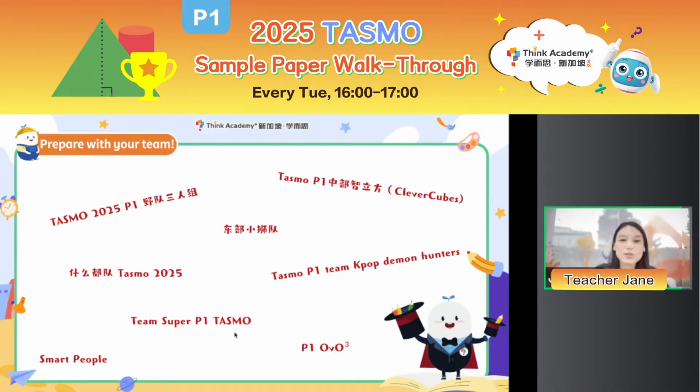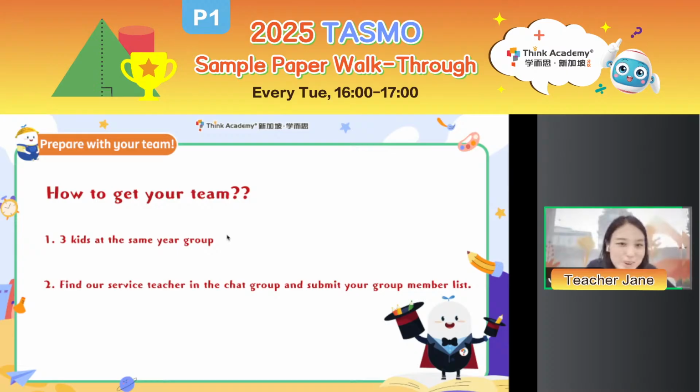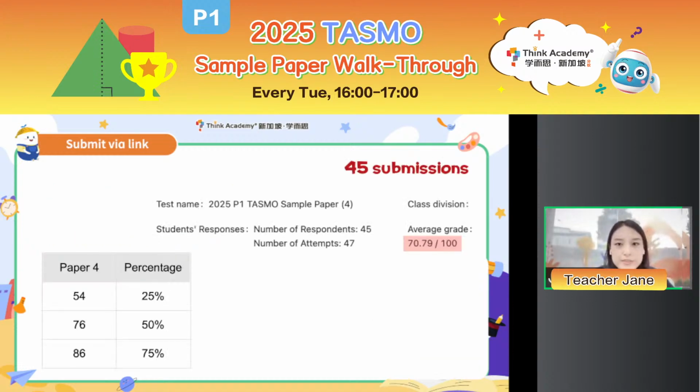So you can see here, Teacher Jane just listed some very creative team names, and if you are interested, you can also invite 2 of your friends to join our team PK game. Okay, so everyone, then someone may ask, "Oh, Teacher Jane, I'm so excited. How can I get my team?" You can just find 3 kids in the same year group. For example, you, your friend, and another friend, then the 3 of you can become a team. Then you can find our service teacher in the chat group and submit your group member list. Then you can get your own group. Okay? Then everyone, let's see. This time, let's have a look.